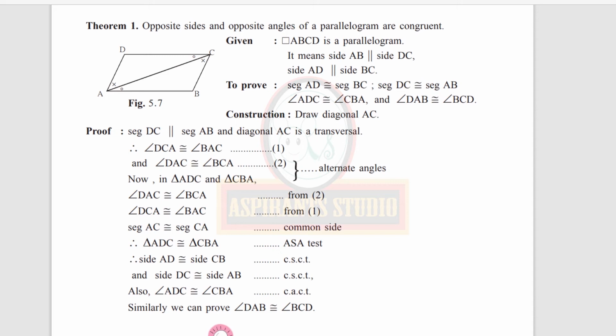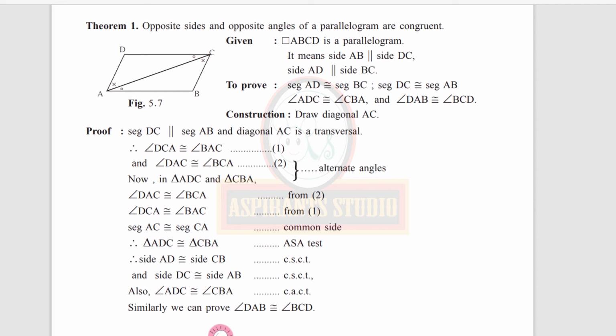Now, corresponding sides of congruent triangles. The remaining overlapping sides you have to take. Pairs of overlapping sides. Side AD is congruent to side CB and side DC is congruent to side AB. Because A corresponds to C, D corresponds to B. So side AD is congruent to side CB and side DC is congruent to side AB. These are the remaining corresponding sides of the congruent triangles.